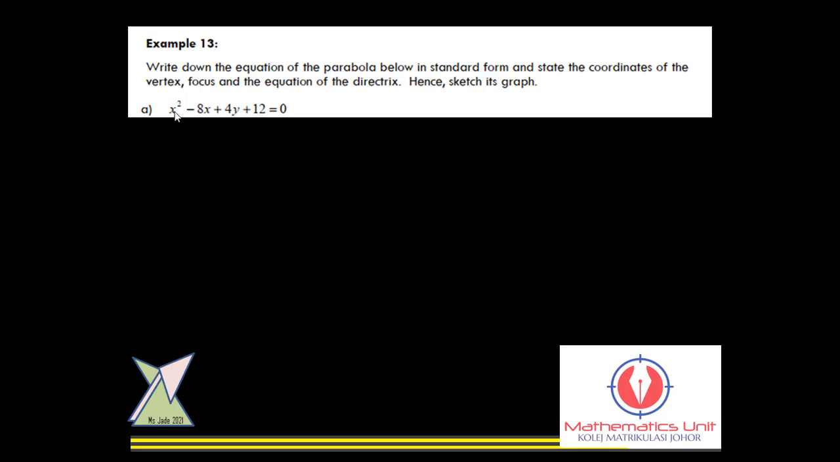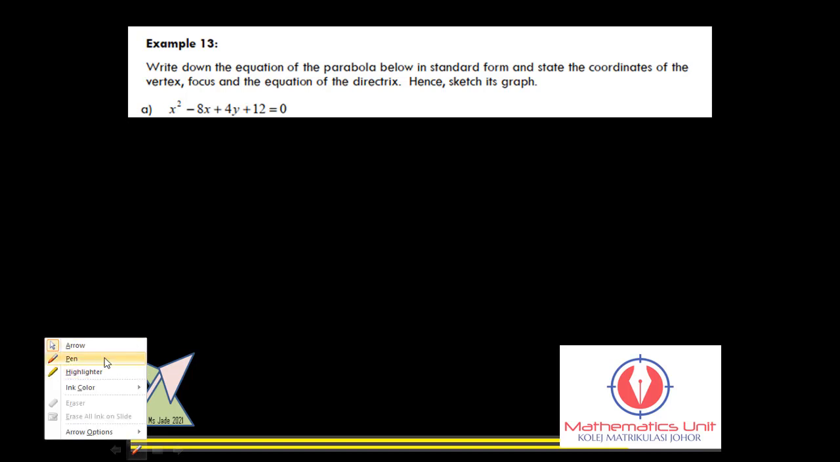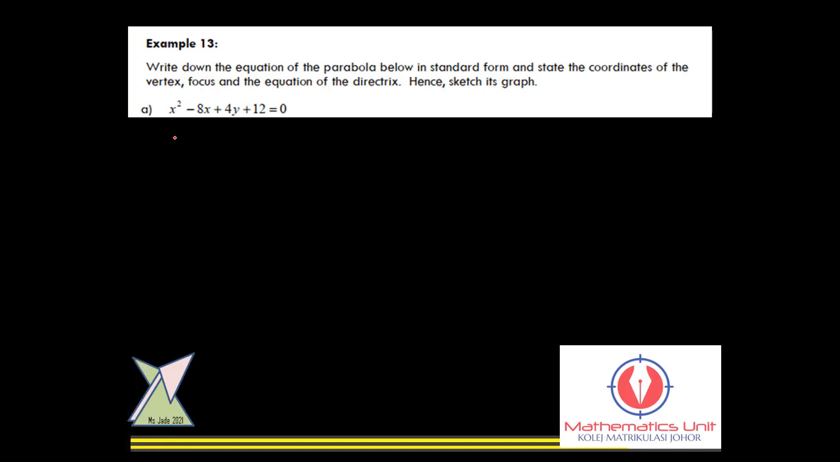From here, did you notice that there are variables x and y, but only the variable x is in square form? So it means the completing the square is going to be done for the x. So we're just putting x with x, y with y, and the constant on the right hand side. So we make it x squared minus 8x equals to negative 4y minus 12.